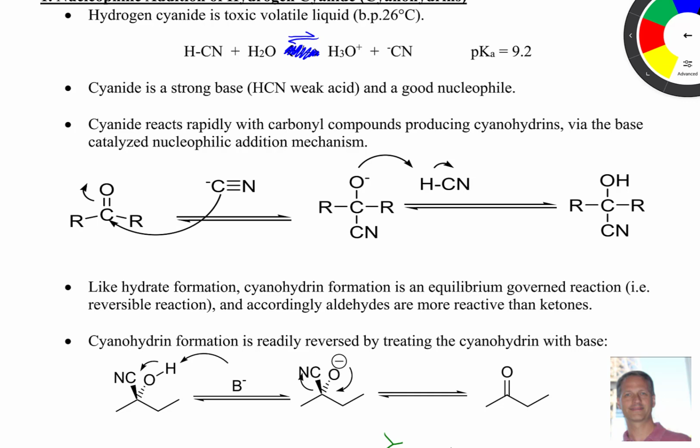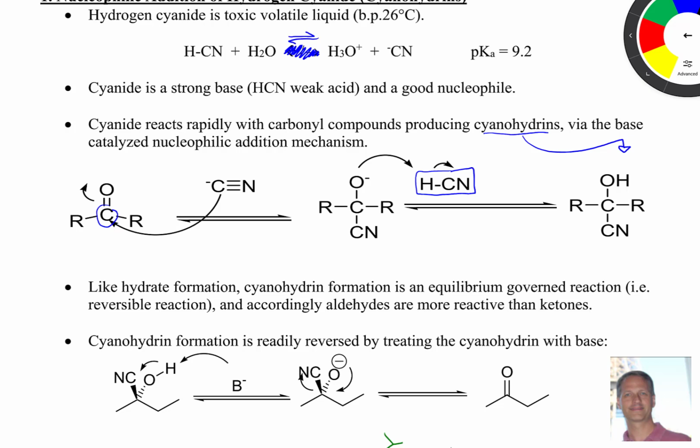It's going to react rapidly with carbonyl compounds, and it produces compounds called cyanohydrins. So cyanohydrins are these guys here. And the reaction is fairly straightforward if you look at the mechanism. You get nucleophilic attack on our carbon, generating this tetrahedral intermediate. Now that's going to get protonated down here with HCN to give you your cyanohydrin.